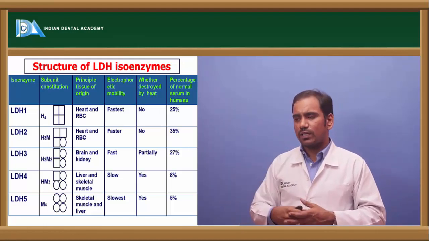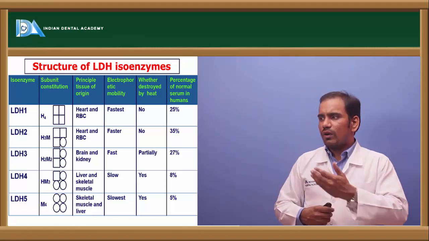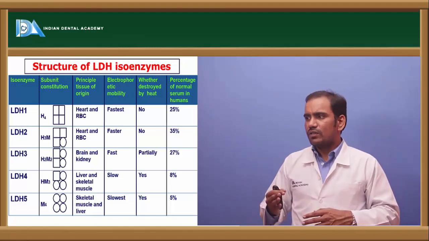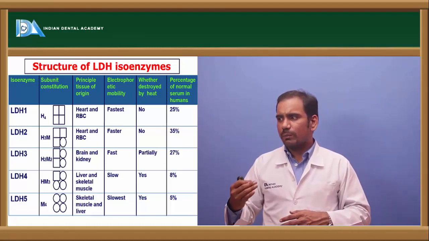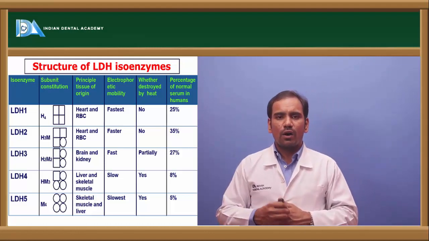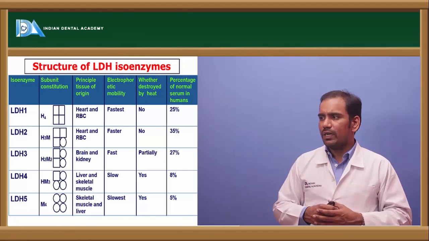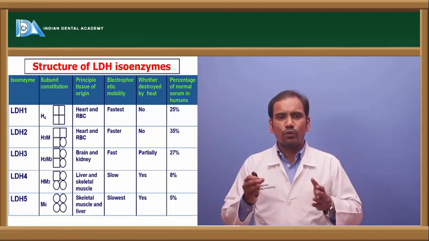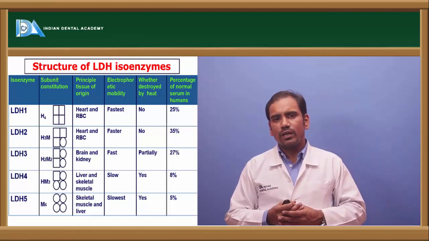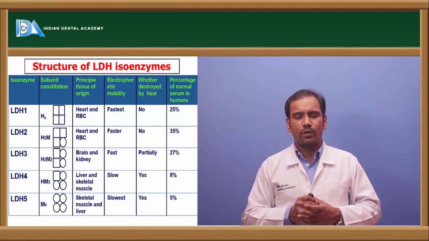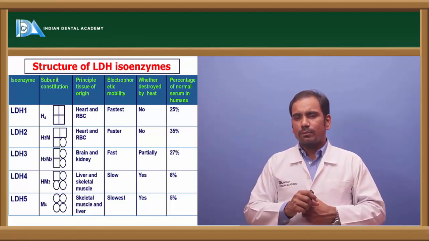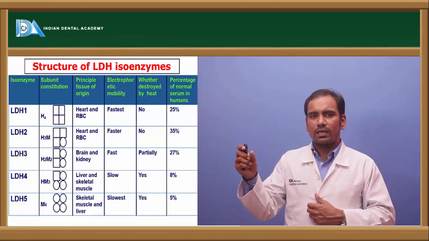they have different properties. What are those properties? What is the difference between LDH1, LDH2, LDH3, LDH4 and LDH5? What are the basic differences between all these isoenzymes of LDH? LDH1 has 4 subunits, 4 polypeptide chains. Each polypeptide chain is called a subunit, and all the subunits are of H type. We name that polypeptide subunit H, where H stands for heart.